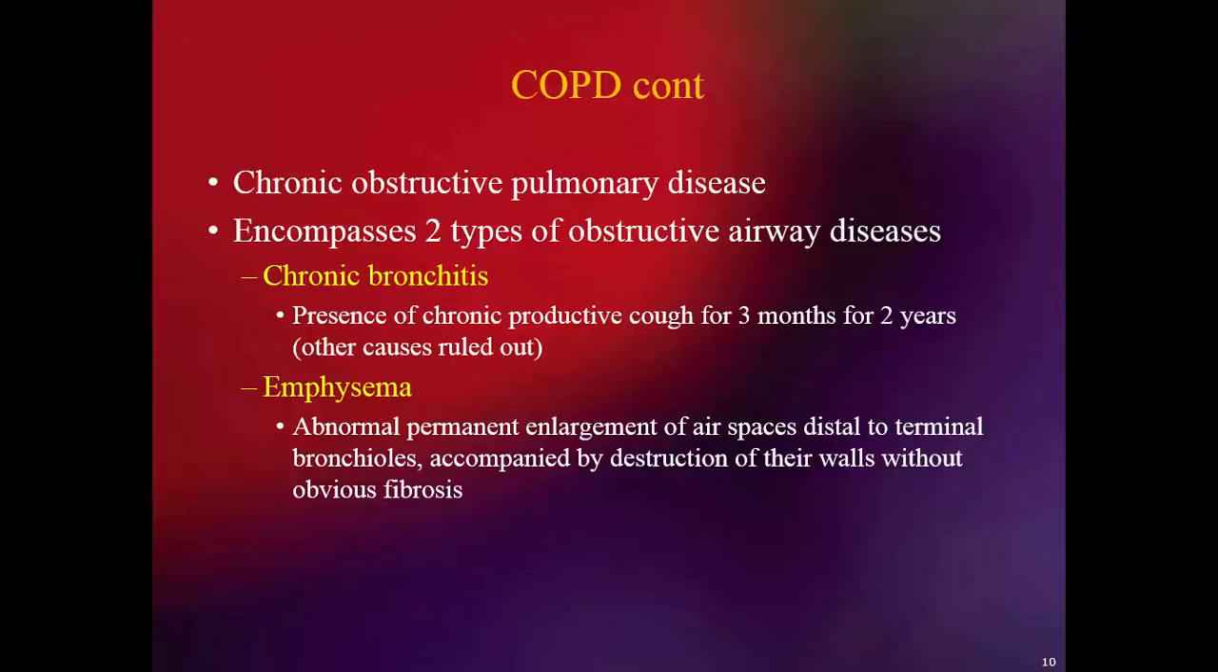All right, so more about COPD. It does encompass two types of obstructive airways disease. The main ones are chronic bronchitis. Cigarette smoking is going to be your major factor, and this is the presence of chronic productive cough for 3 or more months for 2 years, and they have ruled out other causes.